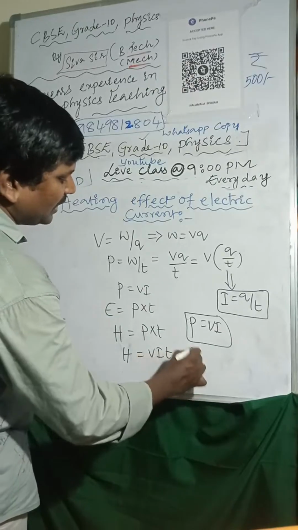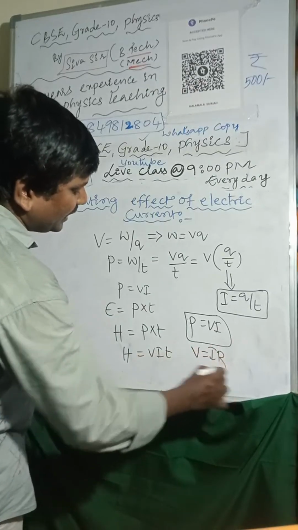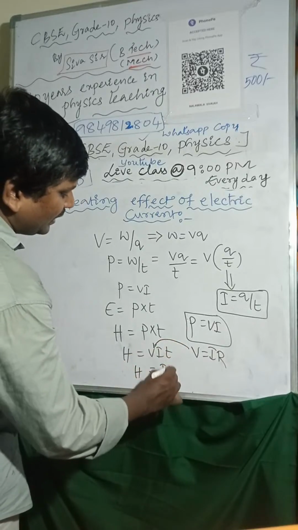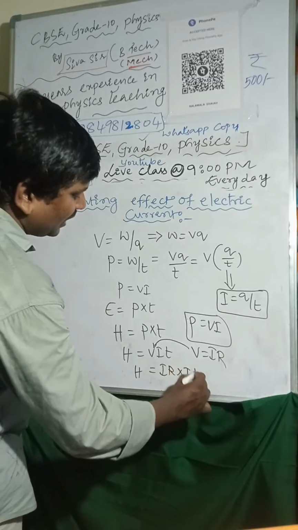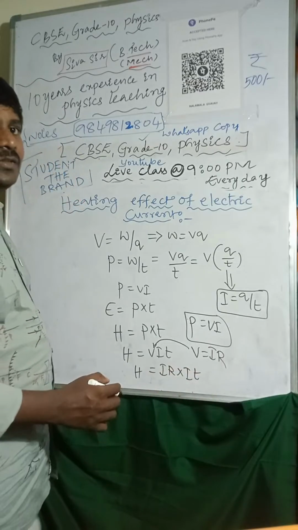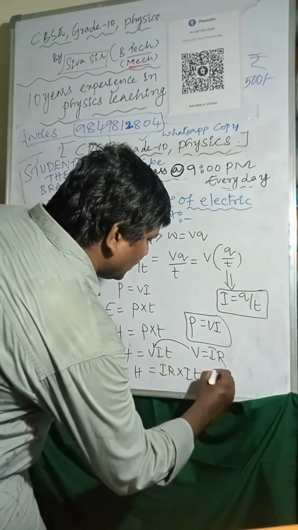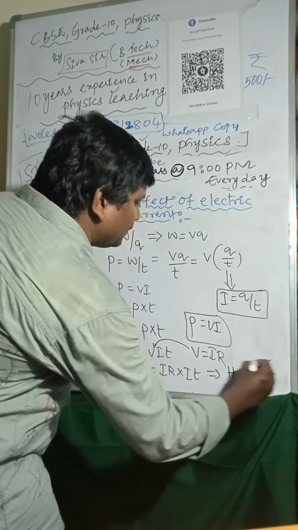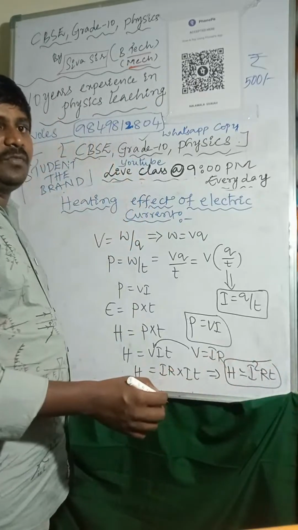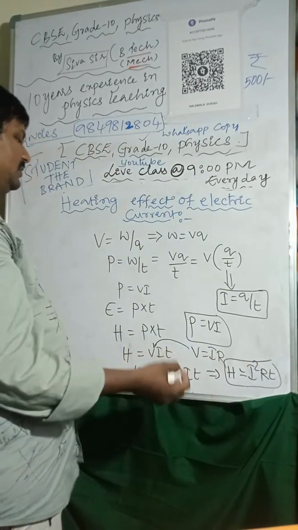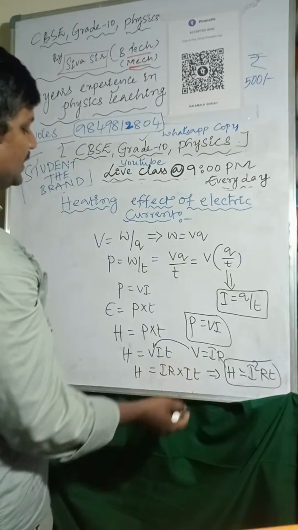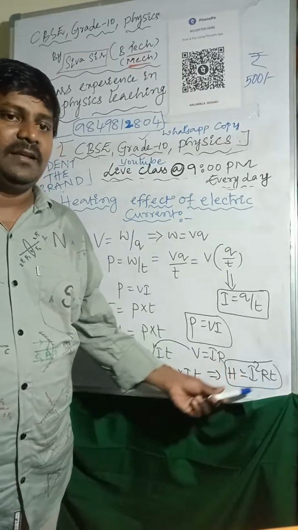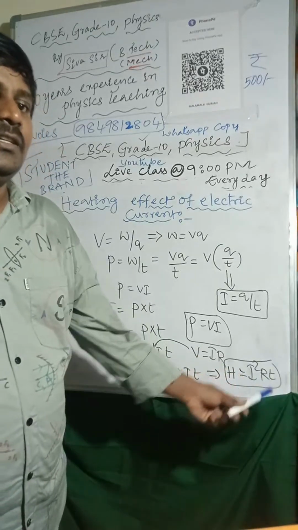We know Ohm's law, V equals IR. Substituting here, H equals IR into I into T. Then we get I square RT. So H equals I square RT. This is a very important formula. It is also known as Joule's law of heating. The heating effect of electric current is also known as Joule's law of heating. So the formula is H equals I square RT.